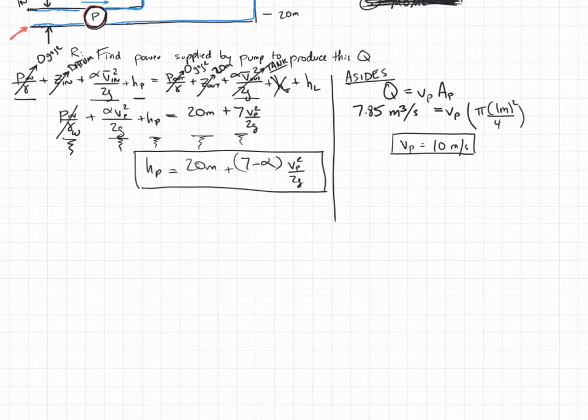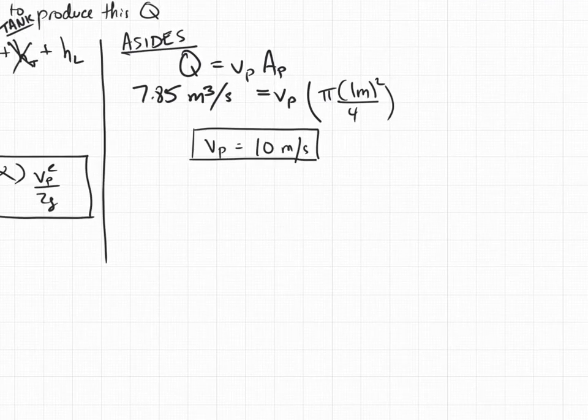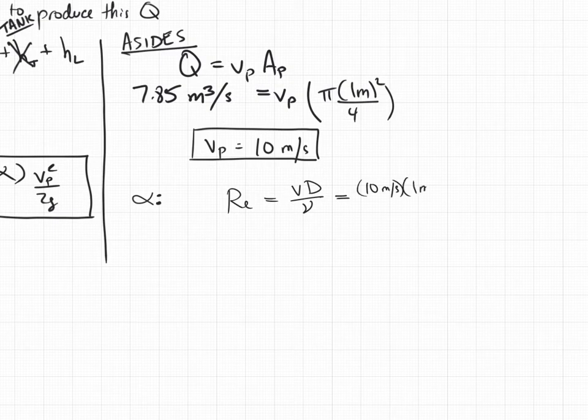Now what about that alpha? How do we deal with alpha? Oh, we can't quite solve for that yet, can we? We didn't know what alpha is. So to do that, we need to know the Reynolds number. The Reynolds number is VD on nu. So the velocity is 10 meters per second. The diameter is 1 meter. And nu in this system is approximately 10 to the minus fifth meters squared per second. Excuse me, 10 to the minus 6.